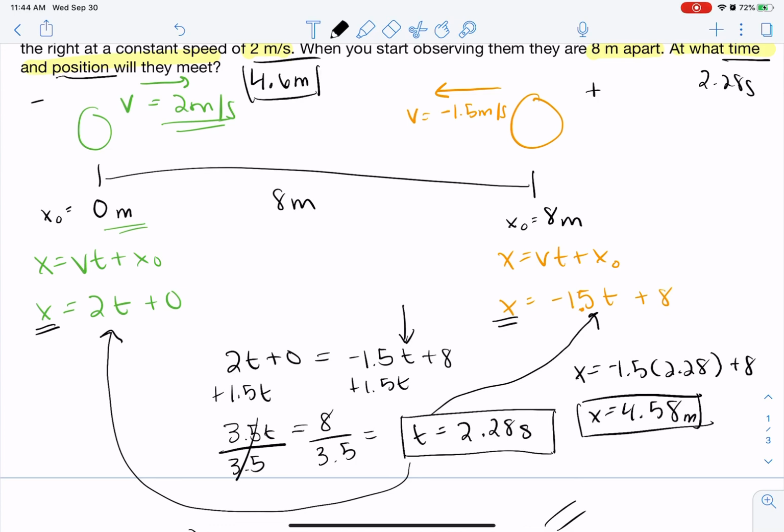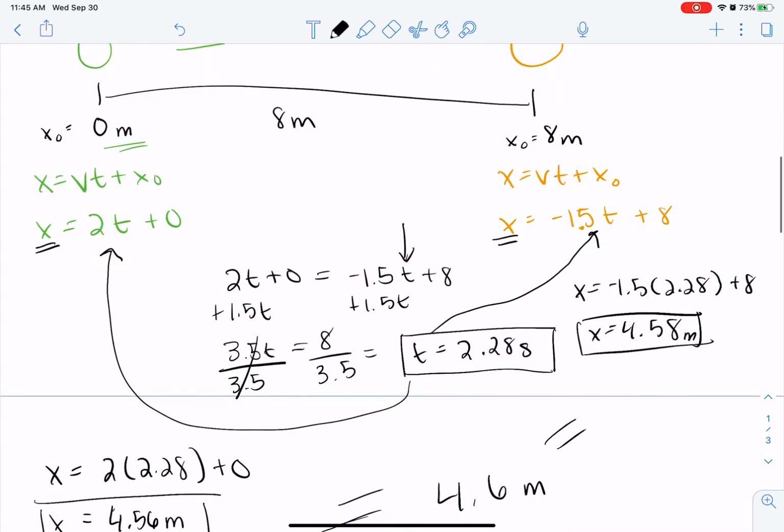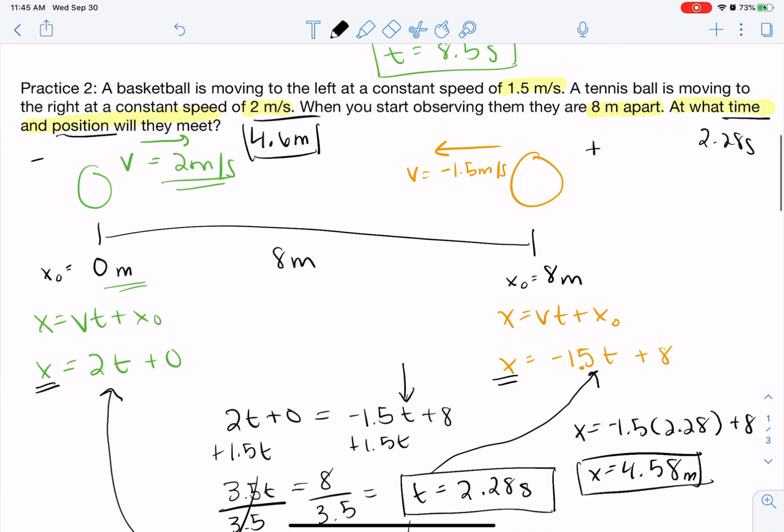Okay. So what I did for this problem was I drew a sketch. I made sure to include my positives and my negatives. And I wrote down the velocities and starting positions of both of my objects. I then used that to plug the velocities and starting positions into the general equation to make specific equations for both objects. Then I set them equal to each other, and I solved for t. That gives the time where they're going to meet. Then I plug that time back into either one of the equations to solve for position. And that's how I got my answer.